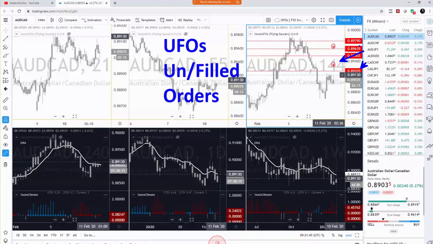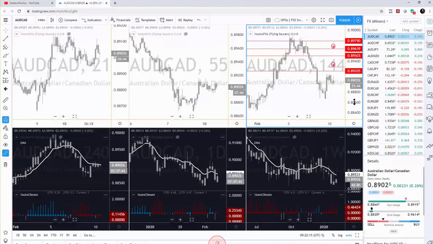Okay, so the question is, we know this market is gonna fall, but shorting here, where the current price is, it's not a crazy thing to be done.